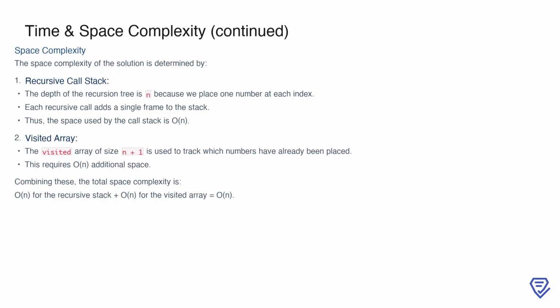The second factor is the visited array, which is used to track which numbers have already been placed in the arrangement. This array has a size of n+1, requiring O(n) additional space. When we combine these two components, the total space complexity is O(n) for the recursive stack plus O(n) for the visited array, resulting in an overall space complexity of O(n).